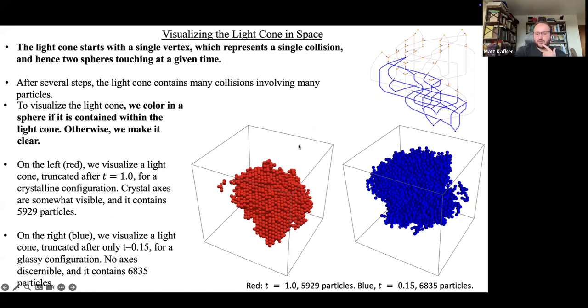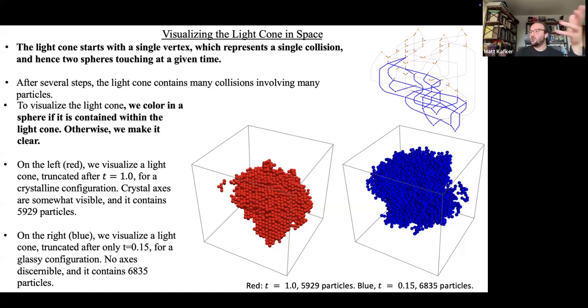So what we have here is two different systems. On the right, we have a glassy system of the kind that we were discussing, where you rapidly compress, and on the left, we have a crystalline configuration. What we do is we take a random collision in the center of the box, and then you let the simulation run and look at the light cone as it evolves for a certain amount of time into the future, and then you cut it off. So on the left here, we choose a collision, and after t equals 1 in simulation time, a bunch of collisions take place, and then you cut the light cone at that point.